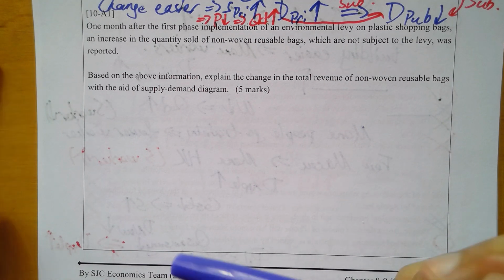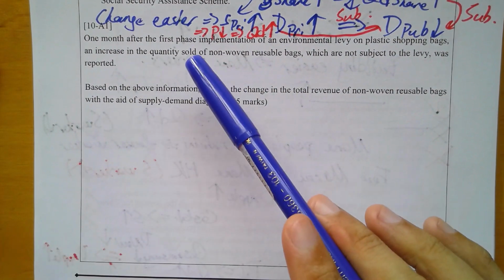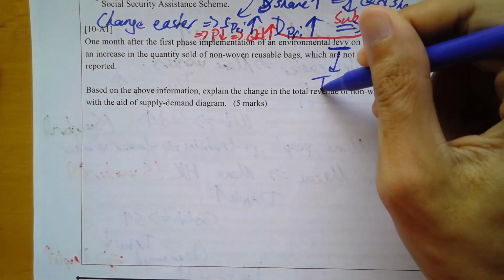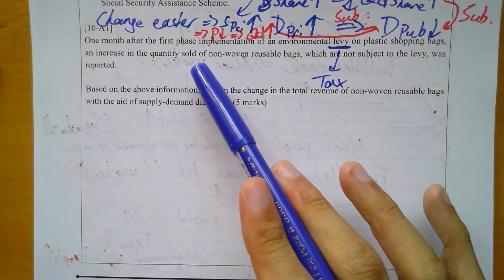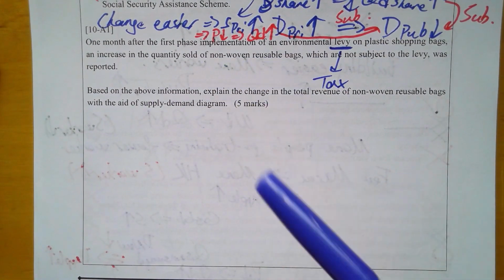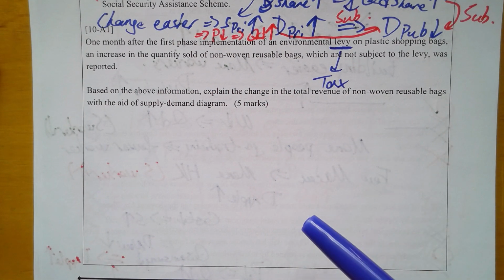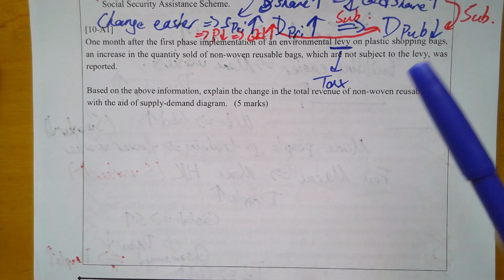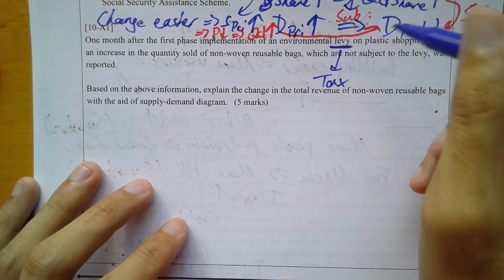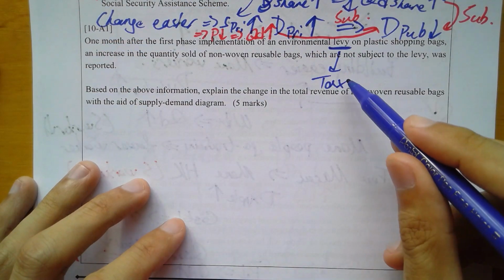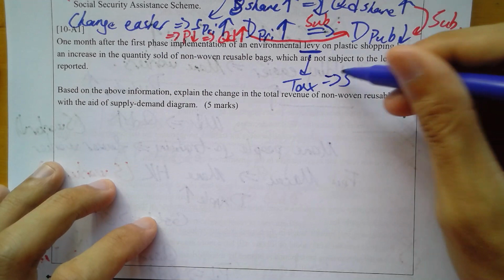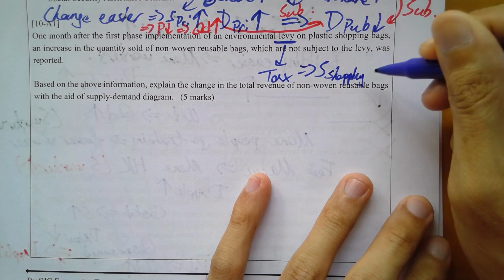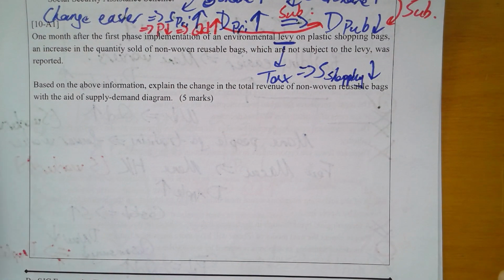Okay, now 2010, 1 month after the first phase of implementation of plastic bag, 係咪有 tax 啊？Tax increase in the quantity of reusable bag, okay, was reported. Okay, now we need to explain the change in total revenue. Okay, 嗱望一望發生咩事咯？Here, with this tax, it means supply of shopping bag would decrease. 好啦，supply of shopping bag decrease.